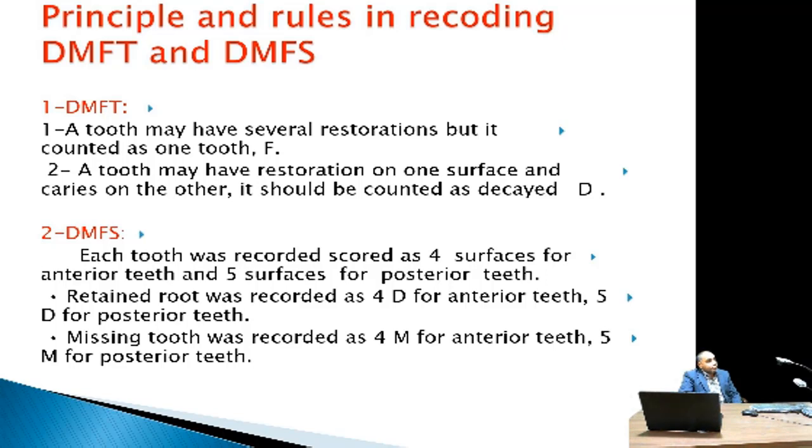DMFS. Each tooth was scored as 4 surfaces for anterior teeth and 5 surfaces for posterior teeth. Retained root was recorded as 4 decay for anterior teeth, 5 decay for posterior teeth. Missing tooth was recorded as 4 missing for anterior teeth, 5 missing for posterior teeth surface.